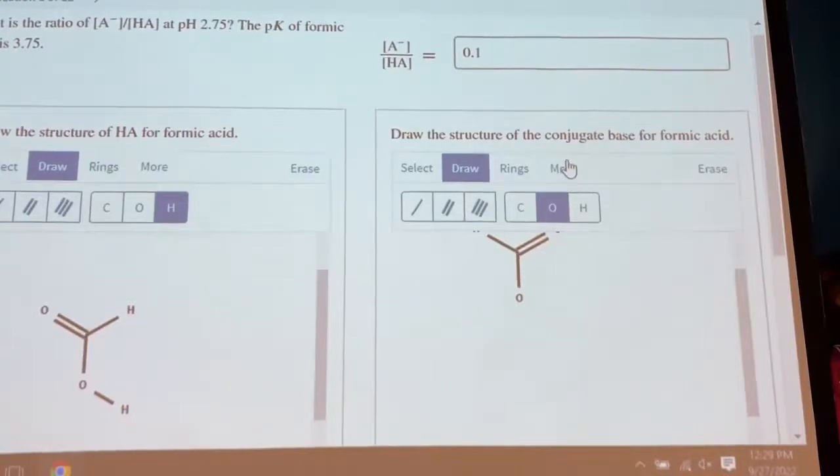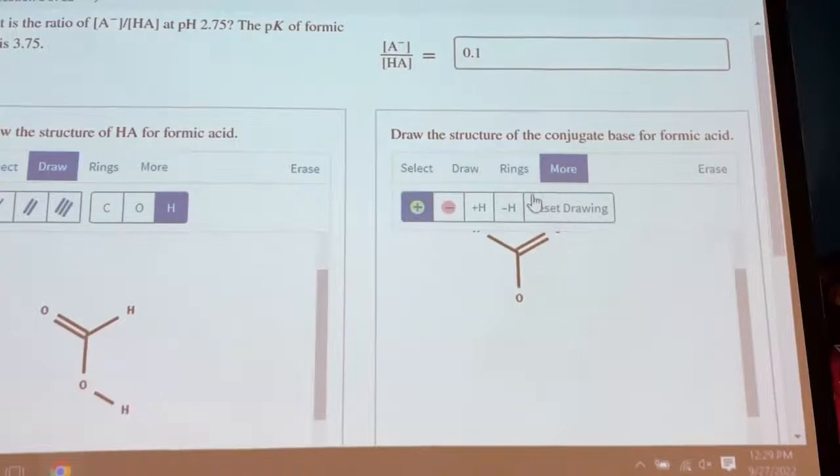Should I do more? Oh, there we go. Yay. Negative sign. Okay, that works. Thank you.